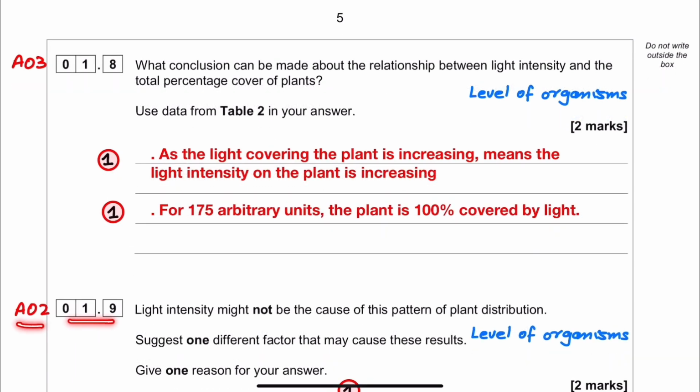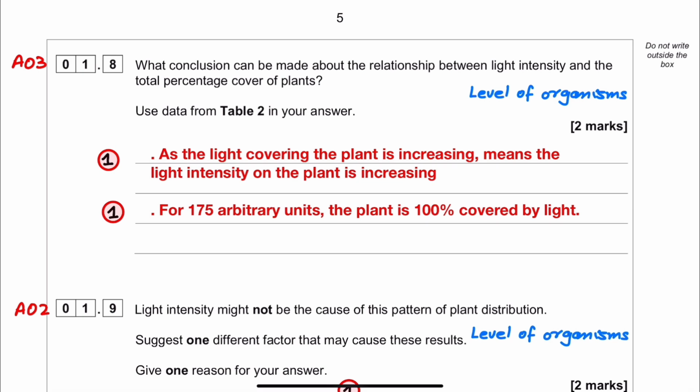1.9 is an AO2 question. The light intensity might not be the cause of the pattern of the plant distribution. Suggest one different factor that may cause these results. Give one reason for your answer. And this question is again from the level of organisms.